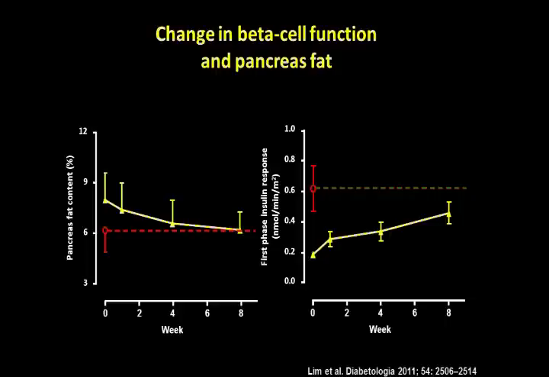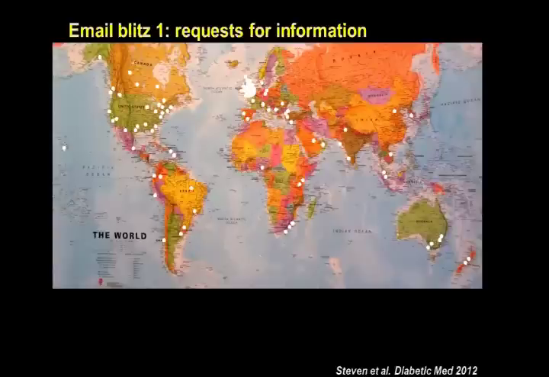And if we look at this plotted over time, this is a first phase response coming from very low up to well within the normal range. This happens in the same time course that the pancreas fat level gradually and slowly subsides back to normal. So we have two different processes that are going on at different rates in liver and pancreas.